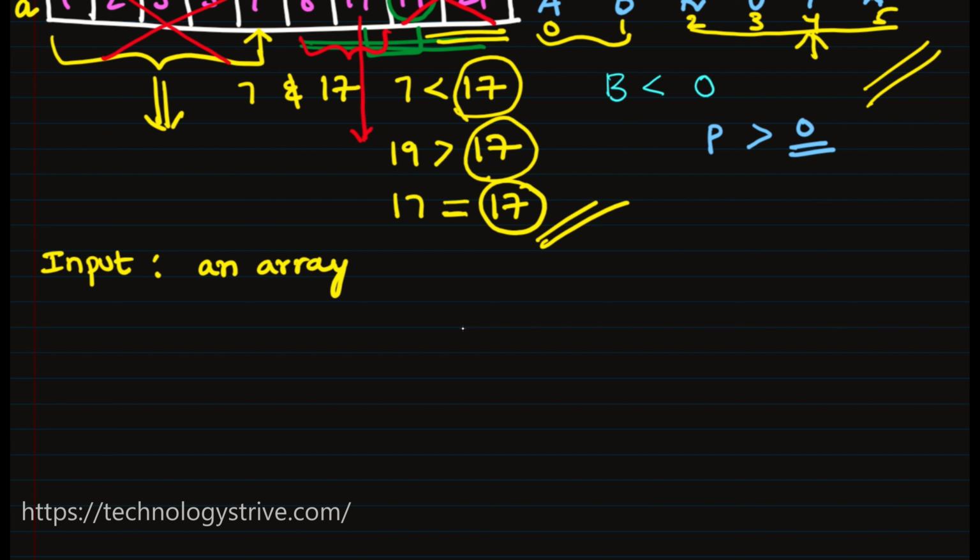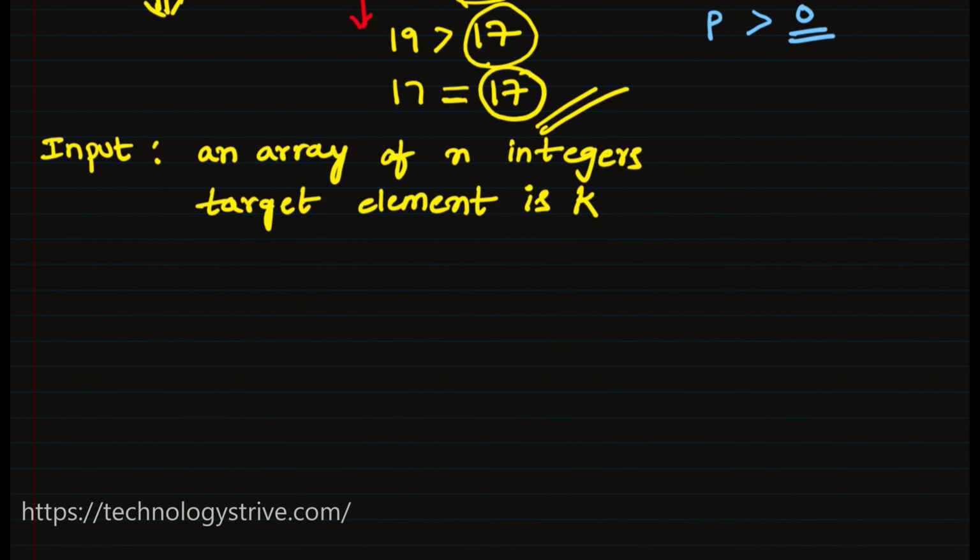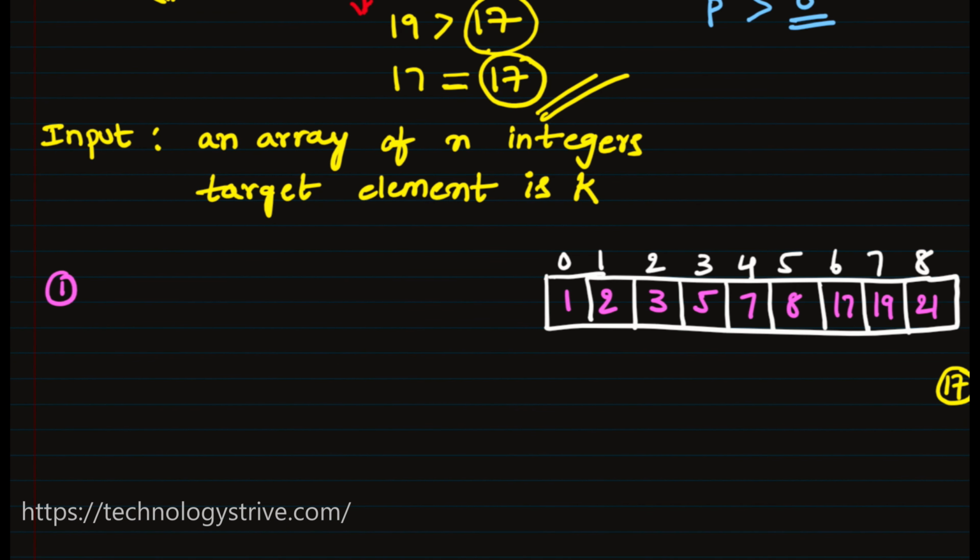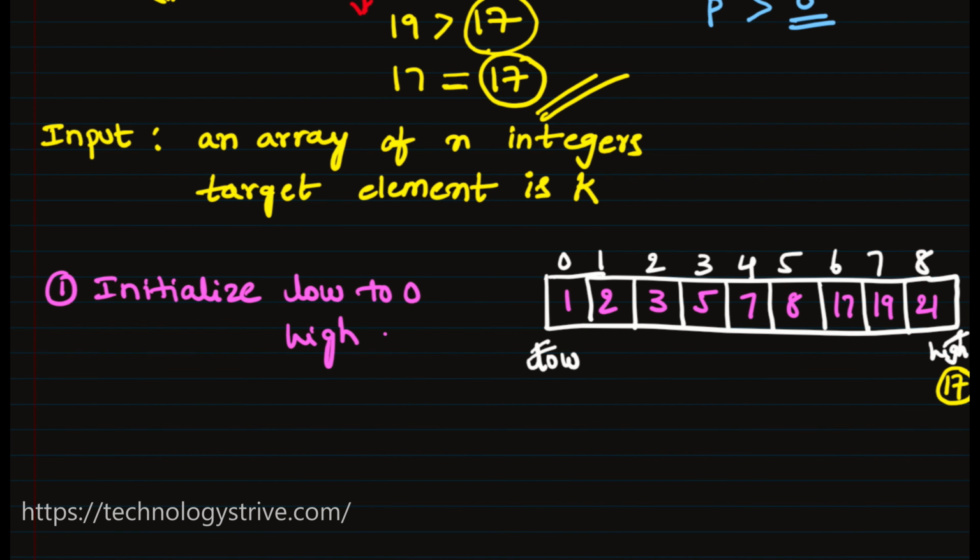Input is an array of n integers and the target element is k. Now let's write the algorithm. We have to find out the middle element. So how do we find out the middle element? We need to know what is the lower index and what is the upper index, right? So this one we can consider as low and this one we can consider as high. We have to take two indices, one for low and another one for high, to compute the middle value, and then we have to ignore half of the search space, right? So initialize low to 0 and high to length minus 1. So it is 8, so n minus 1.